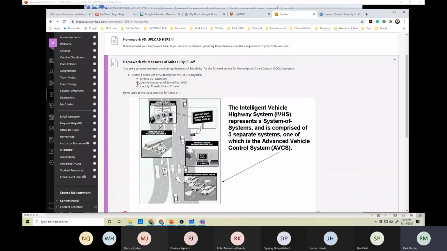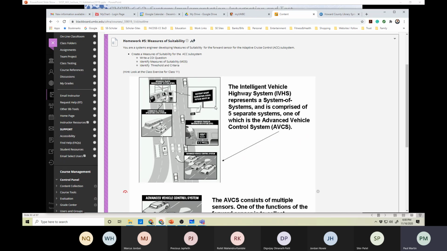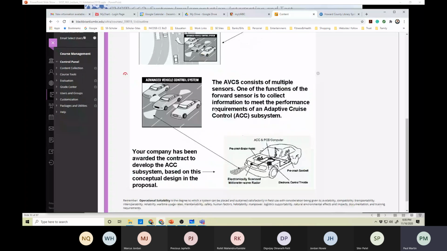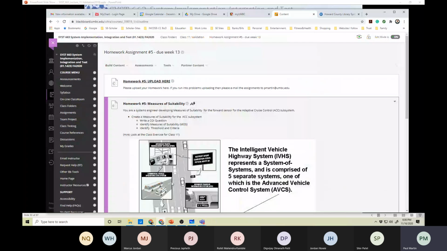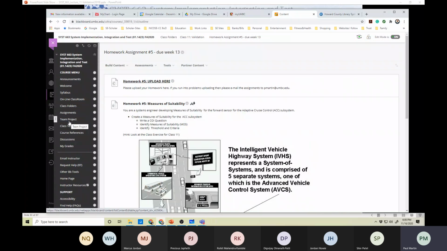Basically, I just want you to do exactly what we did here, but individually. Write a critical operational issue question. Identify a MOS. Remember, the question should be related to the MOS, and identify whatever threshold you can. And you can look up reliability, availability, and things like that to make sure you have the right information. Okay, and I give you some hints down here of what to look for. All right, so that should be very straightforward. You can use the same technique that we used for the exercise.